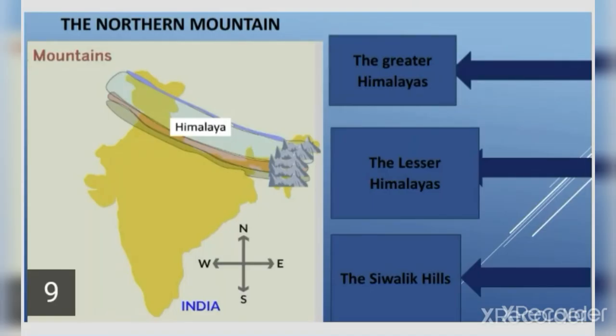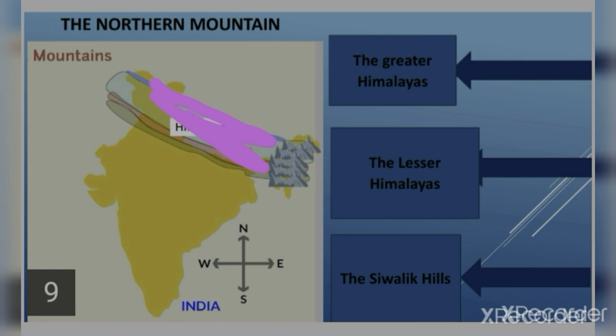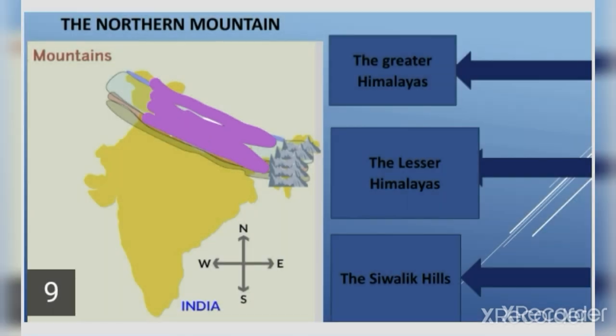The first physical feature of India is the northern mountain. The northern mountain is divided into 3. First one is the Greater Himalayas, the Lesser Himalayas, and Shivalik ranges. The first portion is the Greater Himalayas. The second one, the Lesser Himalayas. Third one, Shivalik Hills. Last.